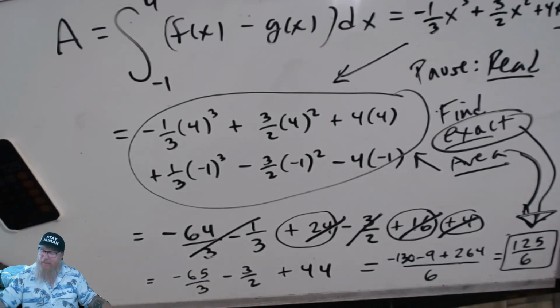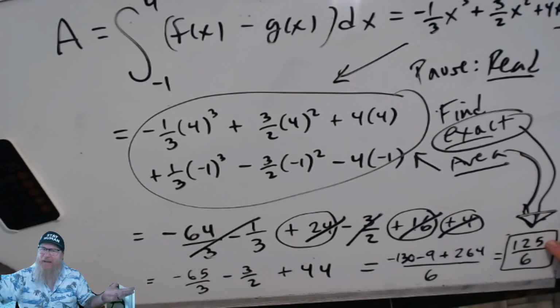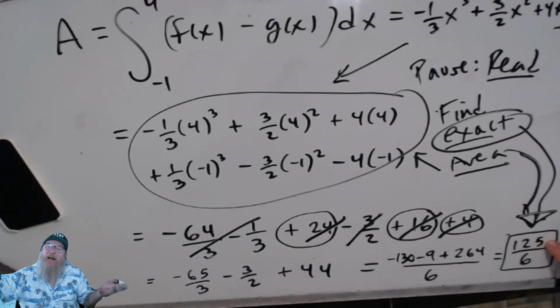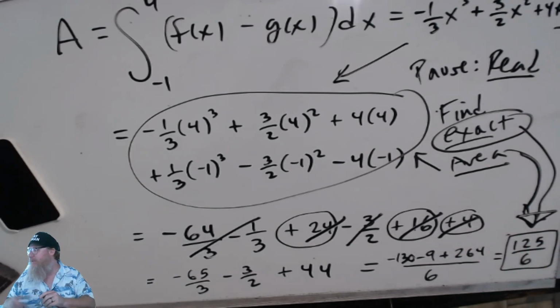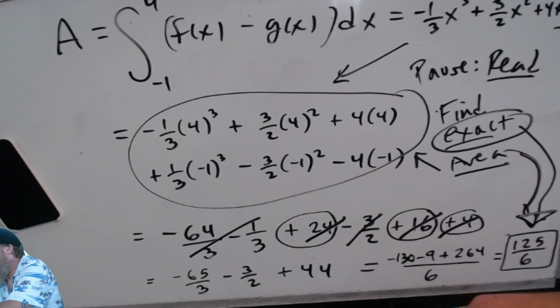125 divided by 6. You could try to simplify this, but 125 is 5 times 5 times 5. So it's not going to be divisible by 6. 6 is 2 times 3, or 6 times 1. And so there are no common factors to make it reducible. So there you go.